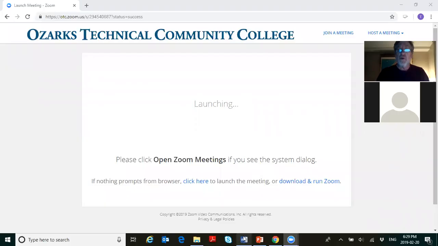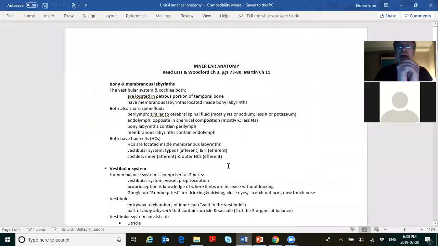Here we go. I will share screen, and we'll look at the notes. There you go. Inner ear anatomy. Lassen Woodford, chapter 3, 73 to 80. Martin, chapter 11, although the Martin chapter could be changed by now. Martin's got new editions of his book coming out just about every year, so anyway, you can read about it in Martin just by looking at the table of contents and checking it out.